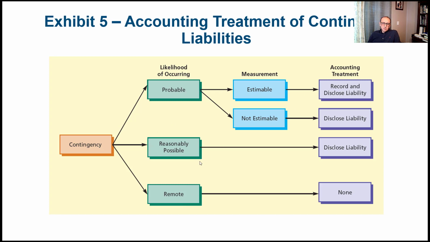What if it's reasonably possible? Let's say it's a 50-50 chance. Then in this case, we only disclose it. We don't care about the measurement. Whether we can measure it or not, it's going to be disclosed anyway. How about if it's remote? If it's remote, then again, we do nothing. Okay, so there's nothing that we should worry about here.